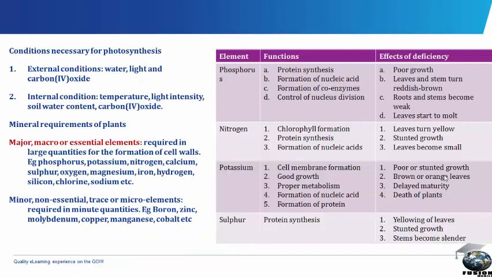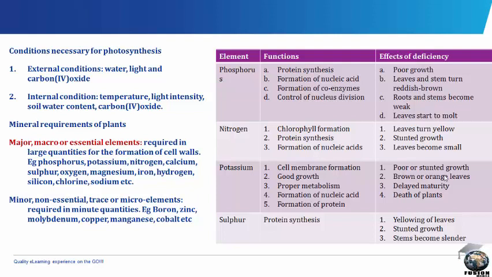Also, there are conditions necessary for photosynthesis: 1. External conditions, and 2. Internal conditions. External conditions include water, light and carbon dioxide. Internal conditions include temperature, light intensity, soil water content, and carbon dioxide.